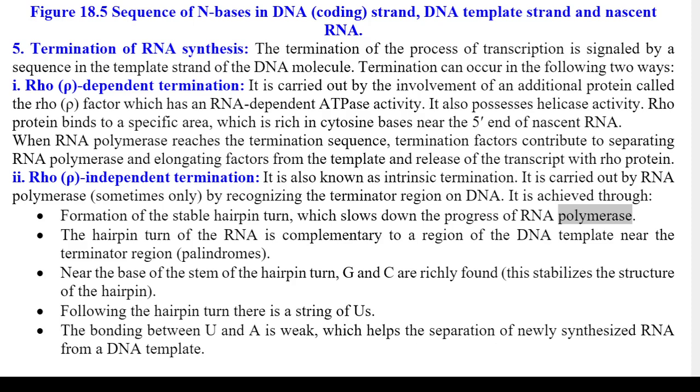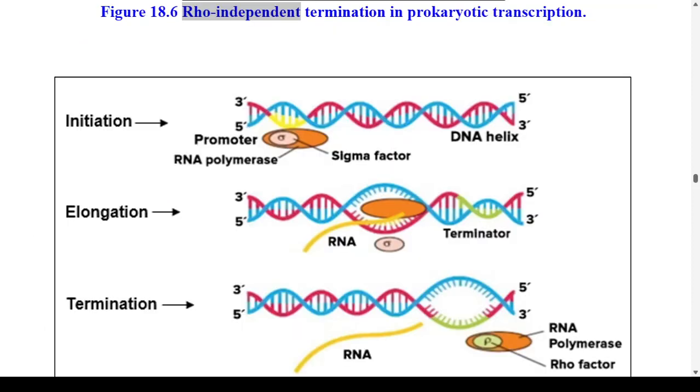Following the hairpin turn there is a string of Us. The bonding between U and A is weak, which helps the separation of newly synthesized RNA from a DNA template. Figure 18.6 Rho independent termination in prokaryotic transcription. Figure 18.7 Steps of prokaryotic transcription.